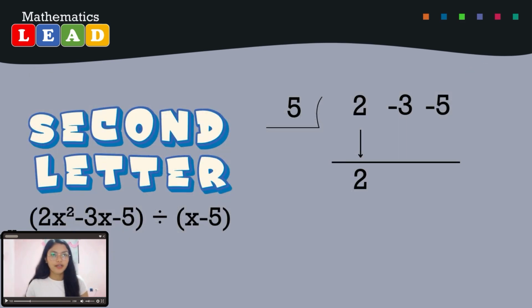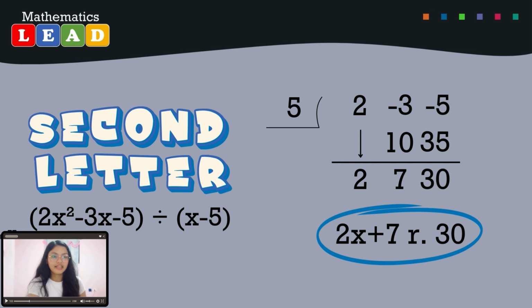For our second letter, we have 2x squared minus 3x minus 5 divided by x minus 5, using synthetic division. We will first write the coefficients, which are 2, negative 3, and negative 5, and we will be bringing down 2. We will be multiplying 2 by 5, which will result to 10. And we will add negative 3 to 10, which will result to 7. Now we will be multiplying 7 by 5, and it will be equal to 35. Now we will be adding negative 5 to 35, which will equal 30.